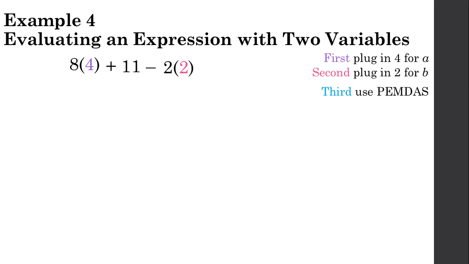So we see here we have two multiplication problems. So we're going to get those done in one shot. So 8 times 4 is 32, and 2 times 2 is 4. Then we go left to right at our addition and subtraction. So 32 plus 11 is 43. And then 43 minus 4 is 39.